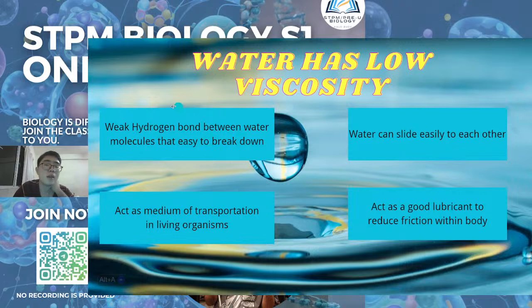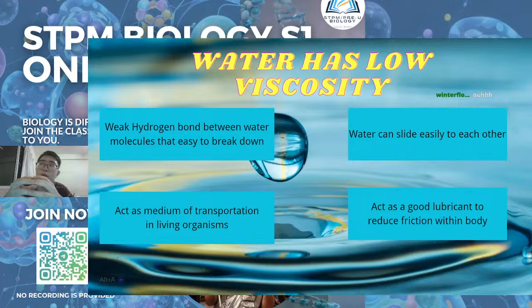Okay. So why does water have low viscosity? Because of hydrogen bonds. Because hydrogen bonds between water molecules are easy to break compared to other types of bonds. You know that water molecules in liquid are bonded to each other by hydrogen bonds, and hydrogen bonds are actually not very strong.